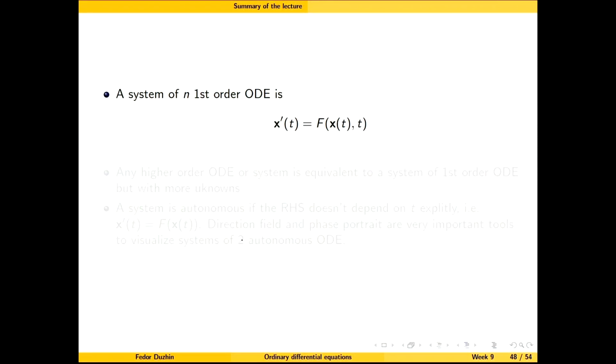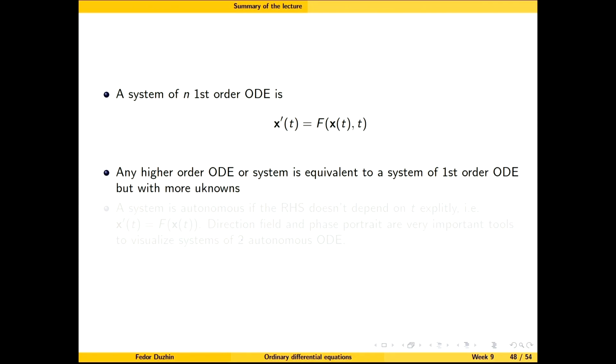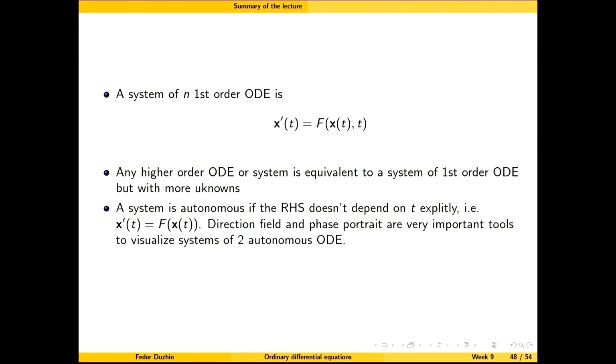Okay, let us summarize what we've seen today. We introduced the concept of a system of n first-order ordinary differential equations, so it can be written in a compact form as a single differential equation with a vector unknown. Then we know that any higher order system or individual differential equation can still be converted to a system of first-order differential equations. If a system is autonomous, then the right-hand side does not depend on t explicitly.